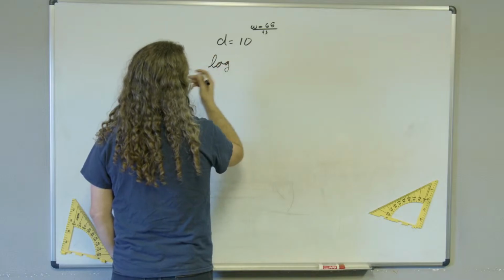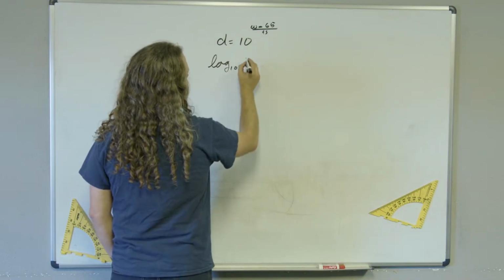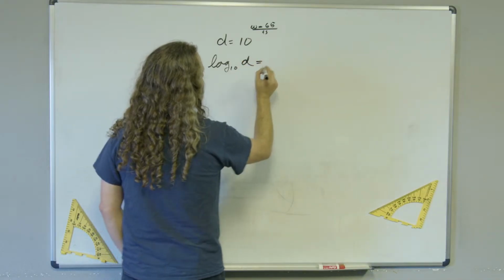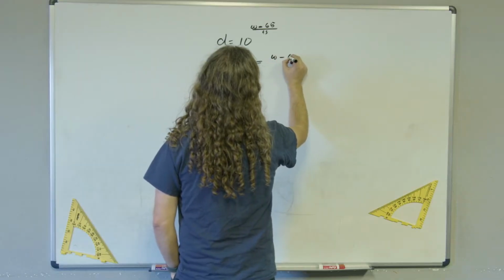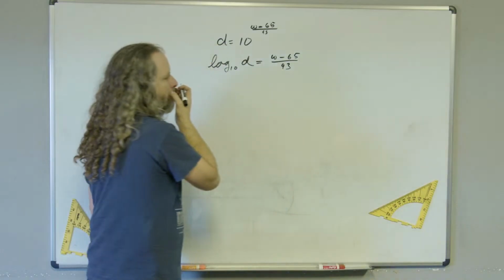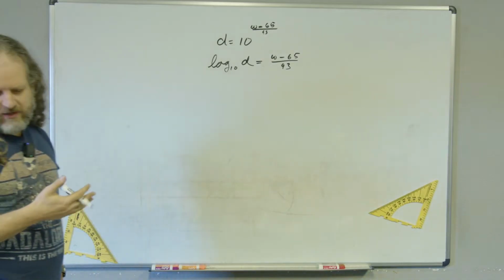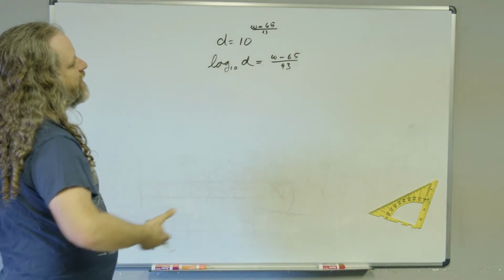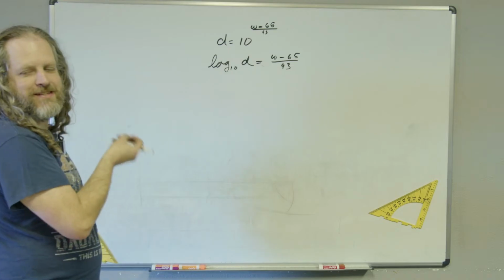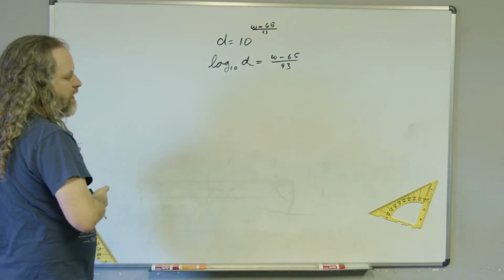Log base 10 of D equals W minus 65 over 93. That's what I stopped at, because I thought it was supposed to be D in terms of log W instead of W in terms of log D. So what does it say? Express W in terms of D, so W is the independent variable it's wanting you to rewrite. So we just need to solve for W, right?